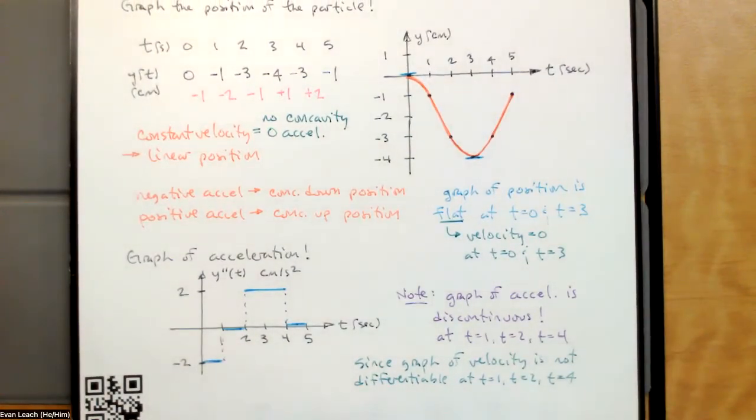So we are not surprised to see the graph of the acceleration being discontinuous at 1, 2, and 4, because the graph of the velocity was not differentiable at 1, 2, and 4. Any questions?